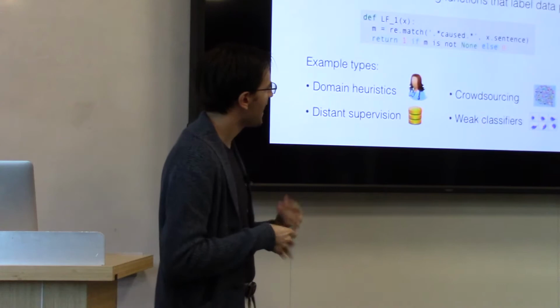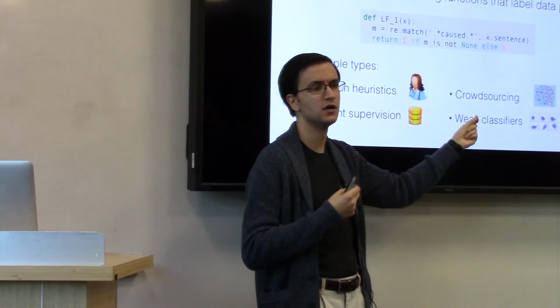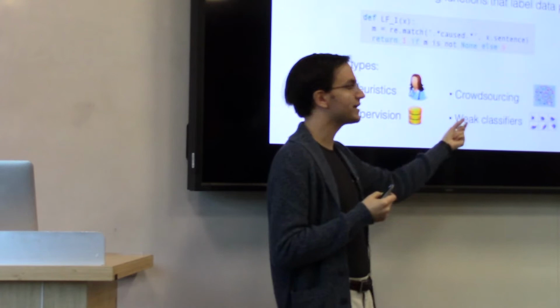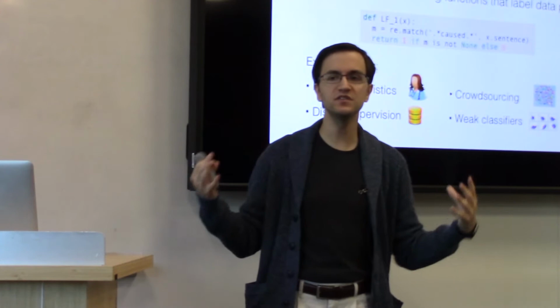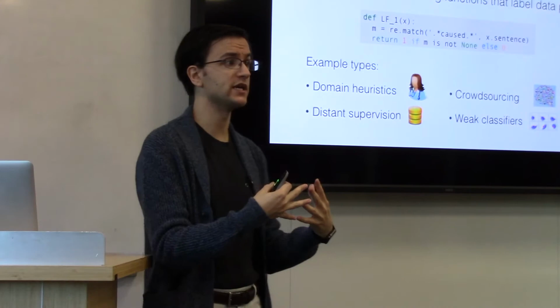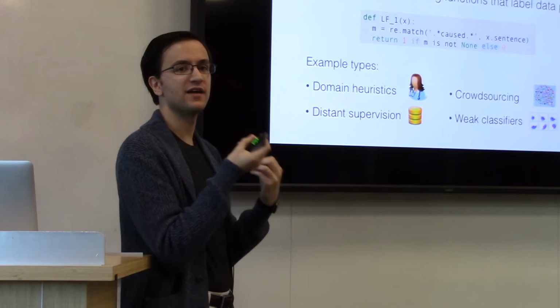And even some other things that might not be as obvious a fit that other people have used, things like crowdsourcing, where you've got multiple workers and you don't know who to trust the most, or weak classifiers, where you've trained models directly on really noisy data. All of these things are things that Snorkel can take as inputs and use to improve the quality of your model. But to see how we do that, we have to grapple with this really fundamental problem.